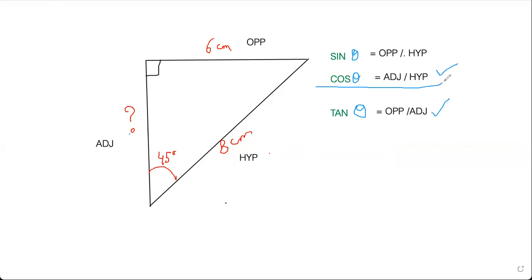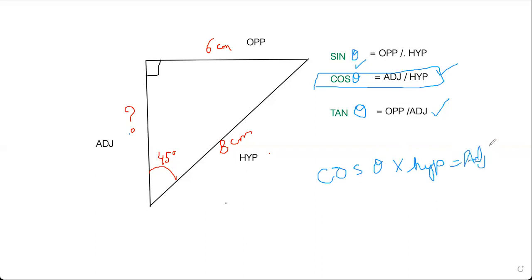Can you use cos theta? Let me check. Adjacent over hypotenuse. Yes, hypotenuse is given. Theta is given. You can find adjacent. What you have to do is rearrange the formula. Cos theta, hypotenuse is dividing there at the right side. When you shift hypotenuse to the left side, it will multiply. Cos theta times hypotenuse is equal to adjacent.